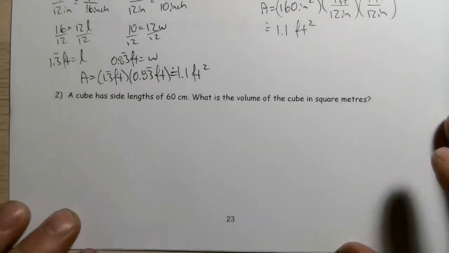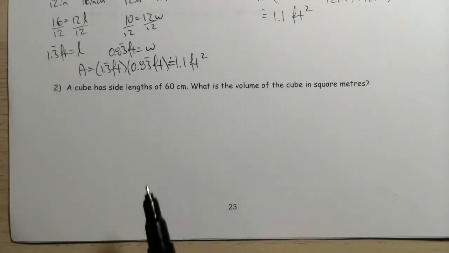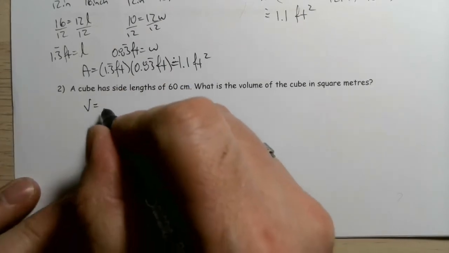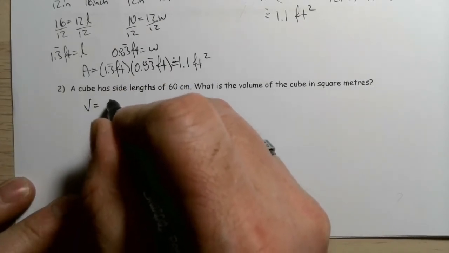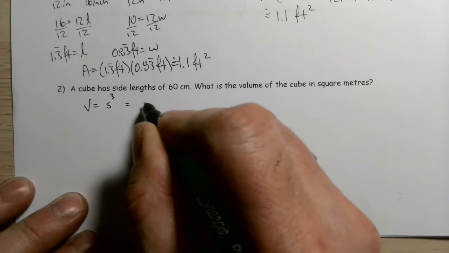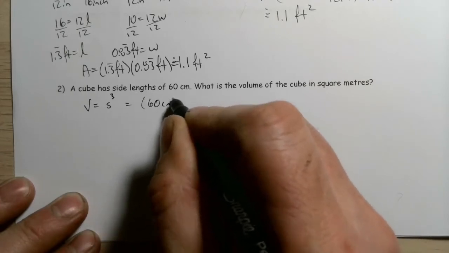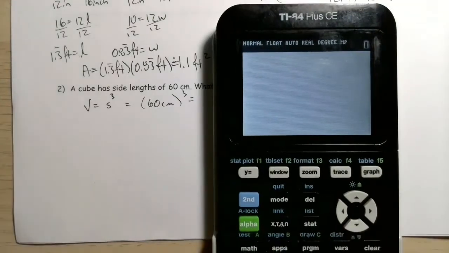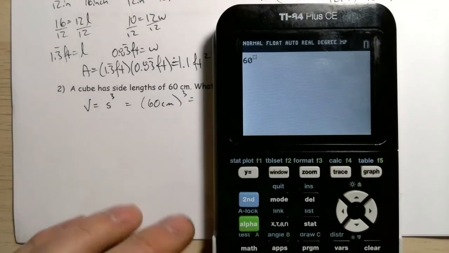Let's take a look at another one. A cube has side lengths 60 centimeters. What is the volume of the cube in square meters? Okay, so a couple of ways we can do this. First of all, let's figure out what the volume of our cube is. I know that the volume is going to be the side length cubed, and if that's 60 centimeters, I'm going to go to my calculator, and that will be 60 cubed.